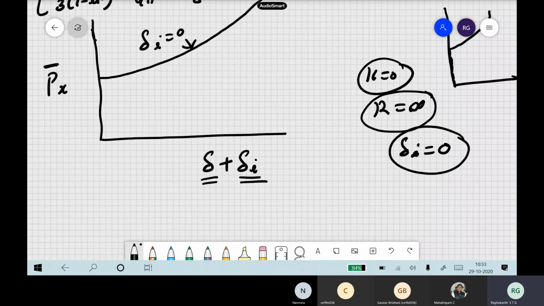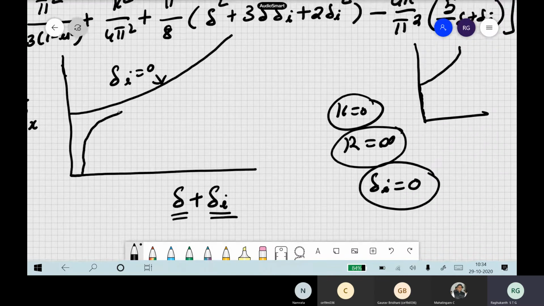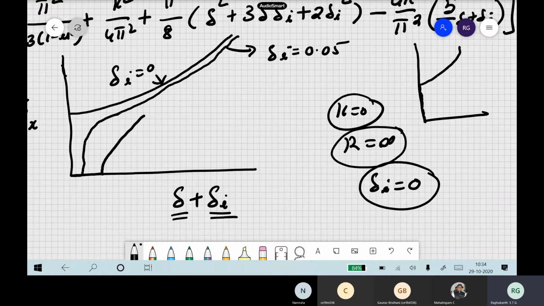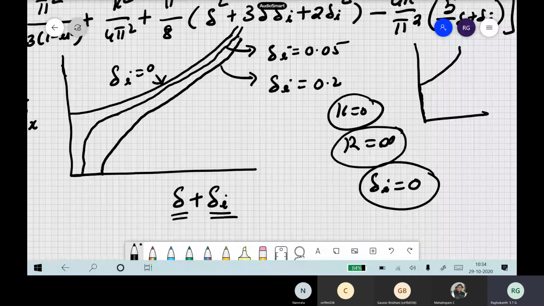Now if a very small imperfection is there in the plate, so you take r equal to infinity, but delta_i is not 0, some small imperfection, then it goes something like this. This curve is for some delta_i equal to 0.05. Now suppose it is 0.5, some large value, then the deflection curve goes something like this, for some 0.2. Now what is your observation?